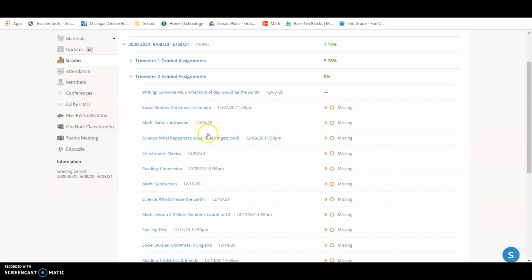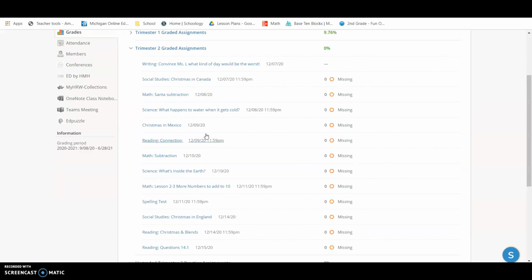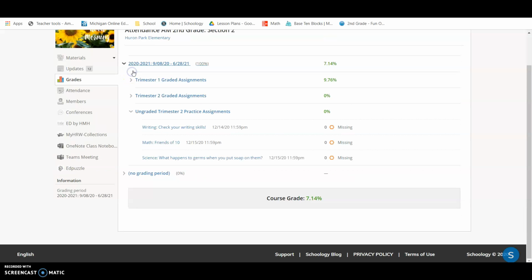So far, I have not had a way for you guys to be able to see this, but now I do. So if you press the caret key on the trimester 2 graded assignments, at the very bottom is ungraded trimester 2 practice assignments. These are worksheets that, as the title says, are just practice. They do not affect your child's grade. So you might want to start checking here if you would like them to stay on top of practice assignments. Practice makes perfect. It's very important for them to do these assignments as well, even though they are not being taken into account for report cards.